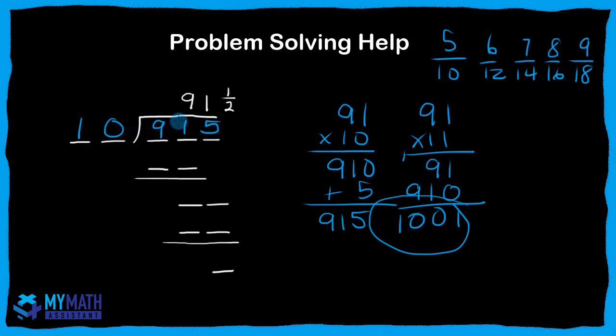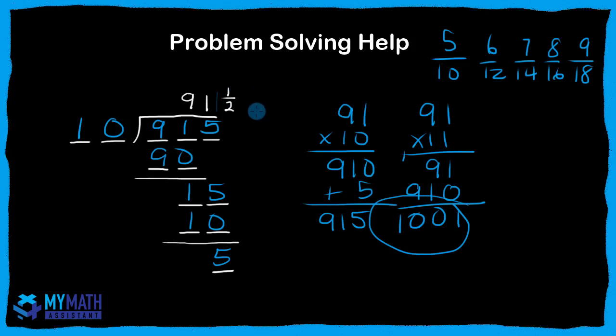So 10 goes into 91 9 times. 9 times 10 is 90. Subtract, and we end up with a 1 here and a 5 here. 10 goes into 15 one time. 1 times 10 is 10. We subtract and we get a 5, and then 5 over 10 ends up being this fraction here, reduced. So that's the correct answer.